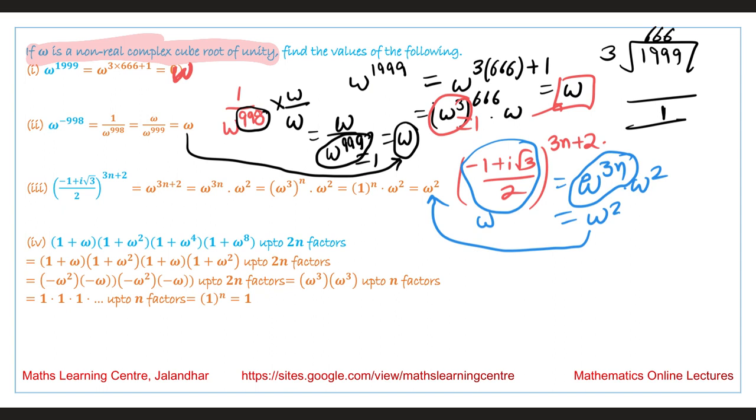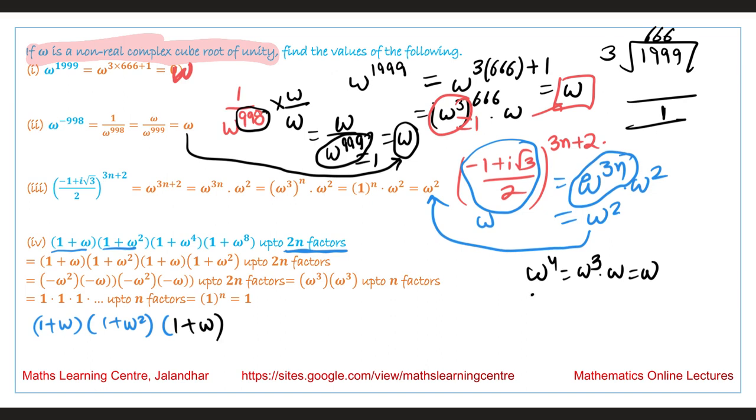Next is 1 plus omega square, and we have to multiply it up to 2n factors. So we write it as 1 plus omega, then 1 plus omega square. Next is 1 plus omega raised to the power 4. What is omega raised to the power 4? That is equal to omega cube into omega, that is equal to omega. So it is 1 plus omega. Next, omega raised to the power 8 is omega raised to the power 6 into omega square, that is omega square. So the next value we have is 1 plus omega square. Likewise we have 2n factors.